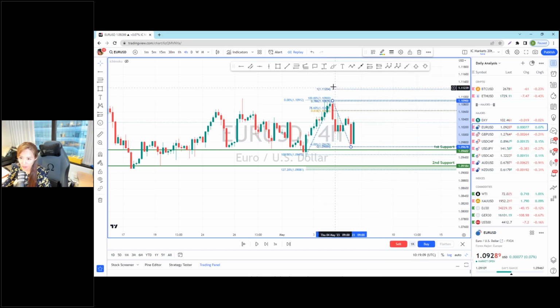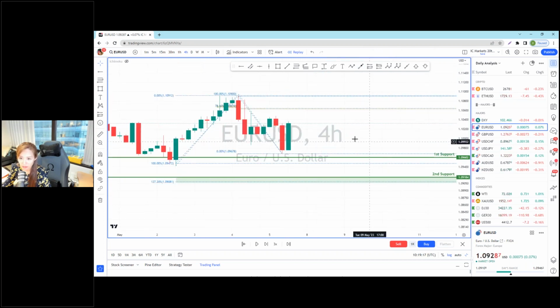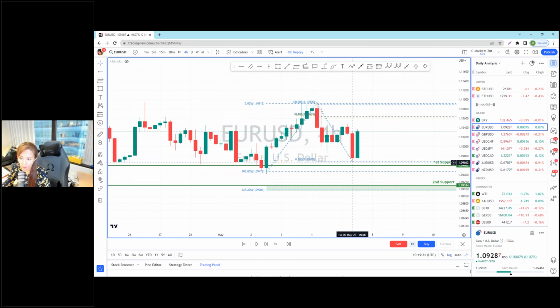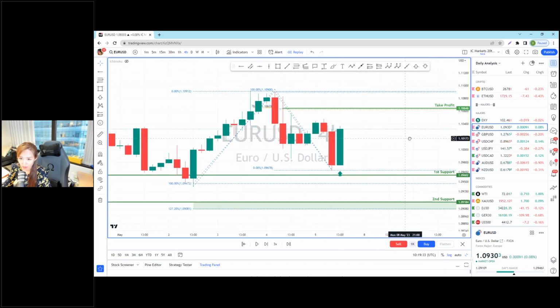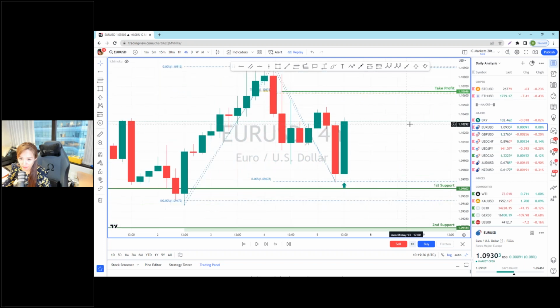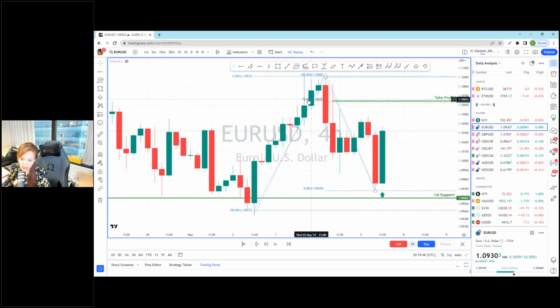Okay, do you guys follow? So if I were to buy from here just now, for example, my TP is here. This is my TP. Why? Because if you zoom in here, just now we have 78.6% retracement and 61.8% projection. Okay, any questions so far, guys?